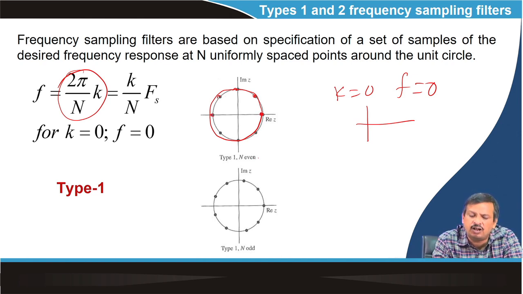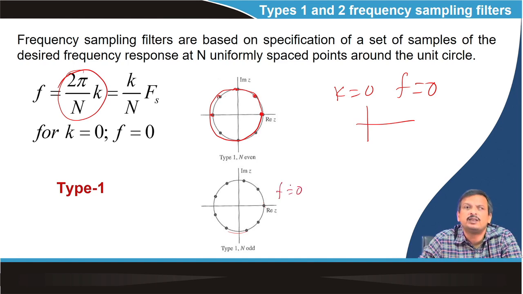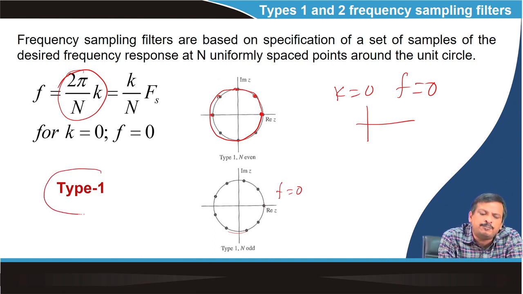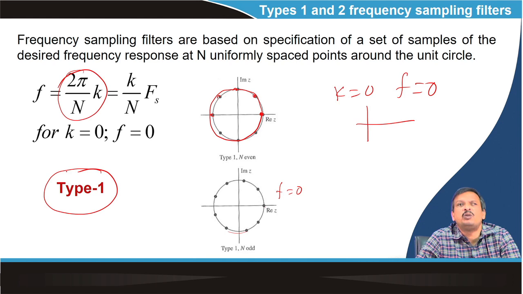For n equal to even, I will get this one. For n equal to odd, I will get this one, but start from f equal to 0 inside the unit circle. Okay. So, this one is called the type 1 frequency sampling filter. In type 1, the frequency sampling starts from 0.